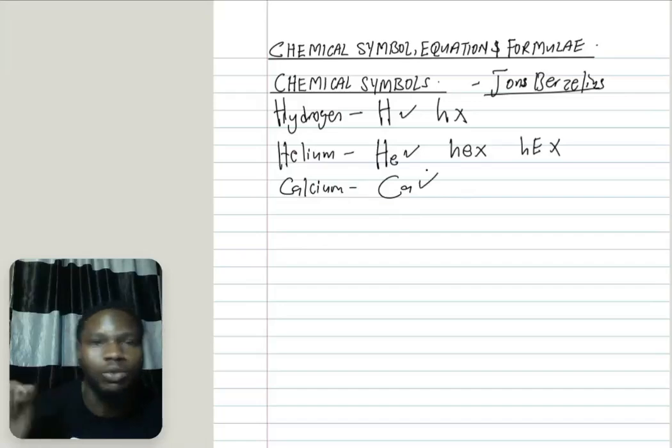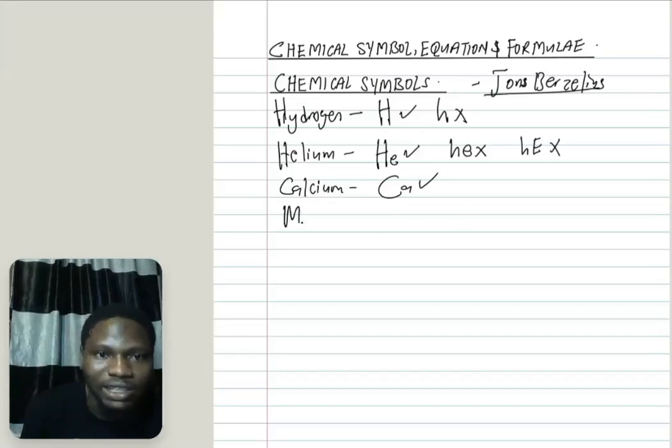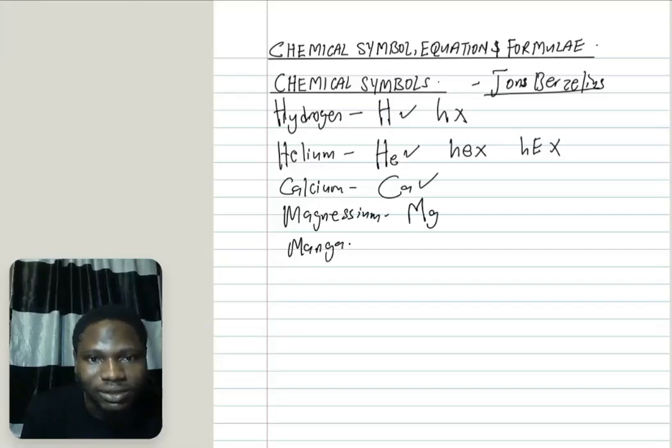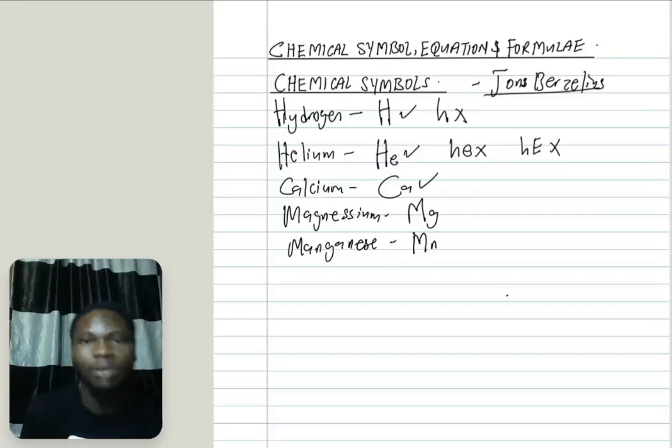And take note of a particular rule. The rule is that no two elements have the same chemical symbol. Are we together? No two elements in this world have the same chemical symbol. Everybody check. If I say magnesium, the chemical symbol for magnesium is Mg. But look at this one, manganese. You can see that the names resemble. This chemical symbol is Mn. They cannot have the same chemical symbol. That is it.